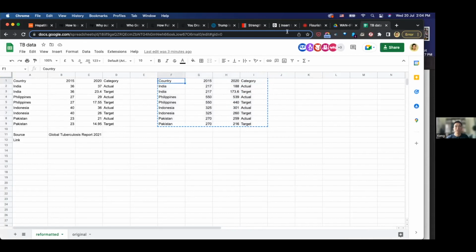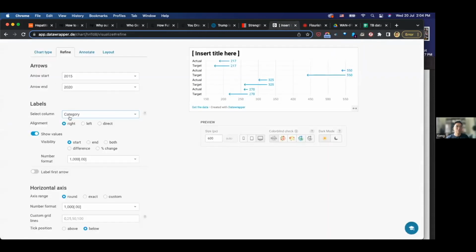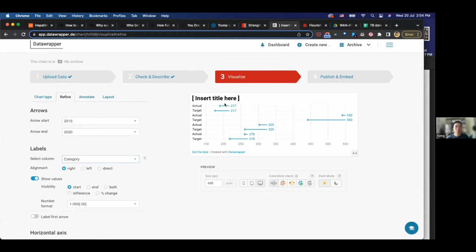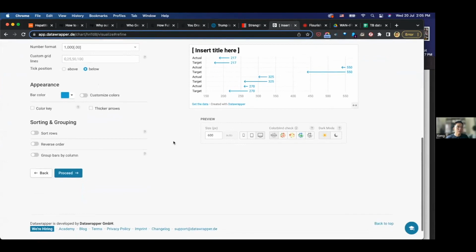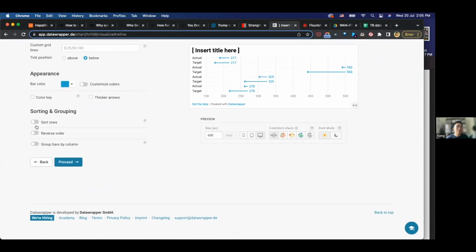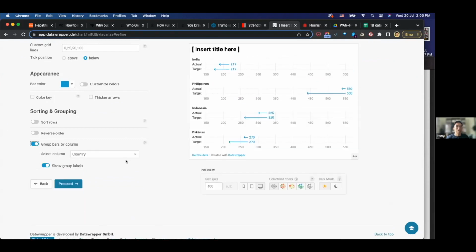So different. I'm going to change the label to category, so that now it is showing actual and target, right? For different countries. But how do I add in the countries? I can go to the last option here, which is called group bars by color. Okay, so now I can group the bars by country.